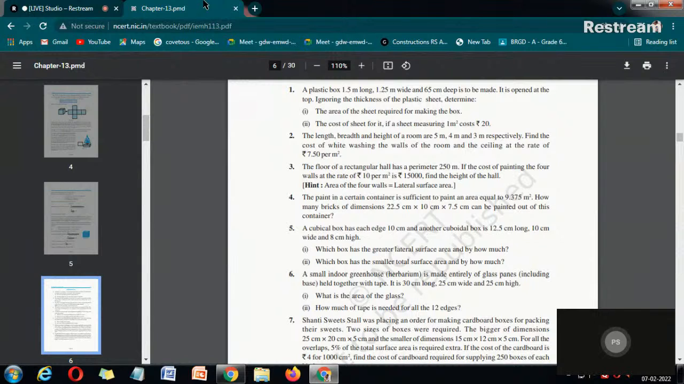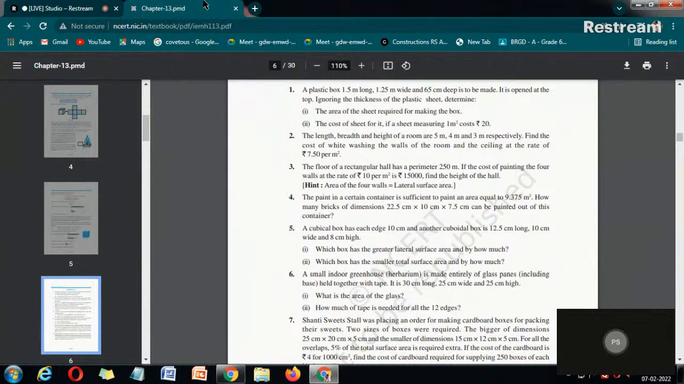As we know the total surface area, we have to find that one. So total surface area of a cuboid is 2 into lb plus bh plus hl. So 2 into l here is 30 into 25 plus 25 into 25 plus 25 into 30. Clear? So then the answer will be 4250 centimeter square. Clear? This is the first question.